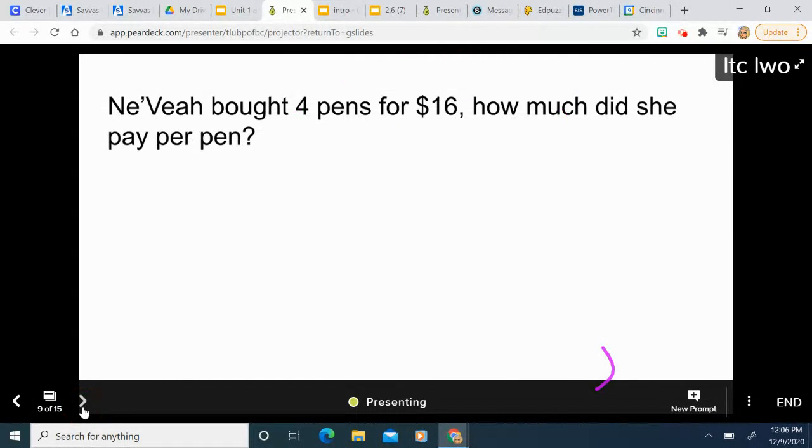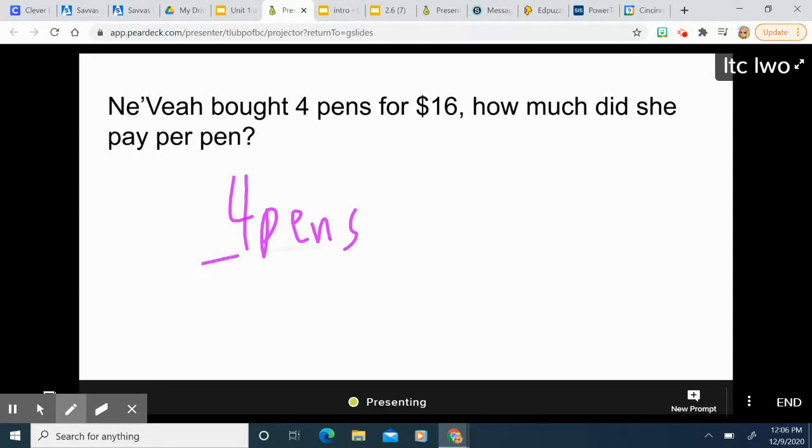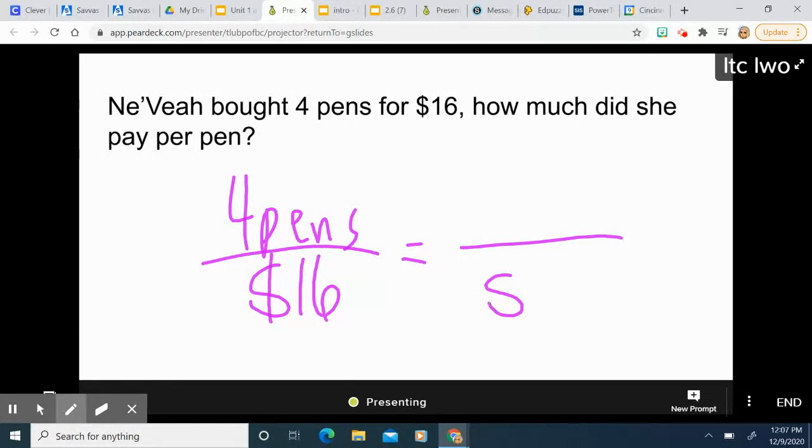All right, answer this one in your Ed Puzzle. Okay, so let's see. 4 pens cost $16. And it doesn't really matter which one you put on top as long as dollars and pens stay the same. So how much did she pay per pen? So how much money, x amount of money, for 1 pen?